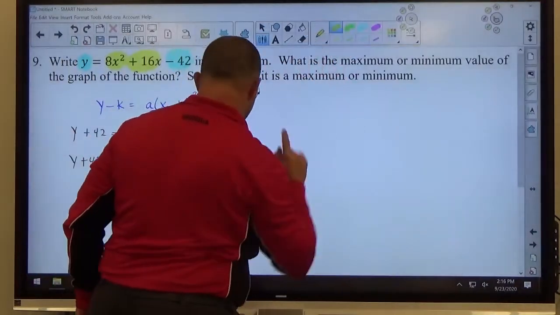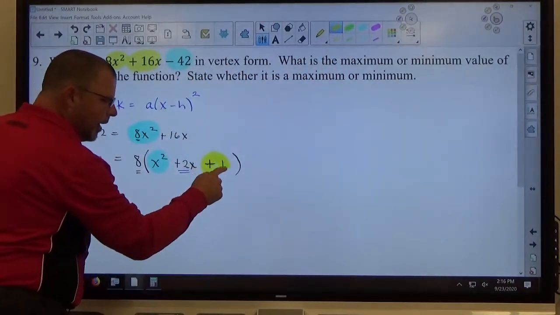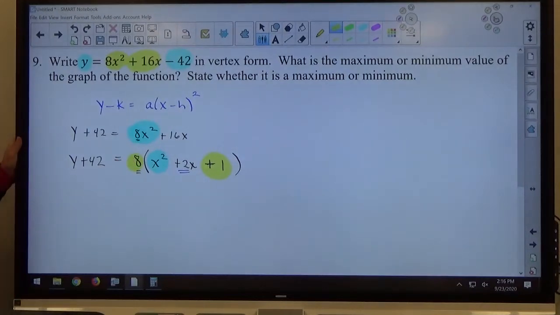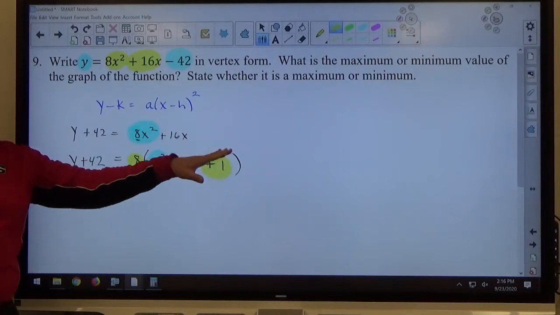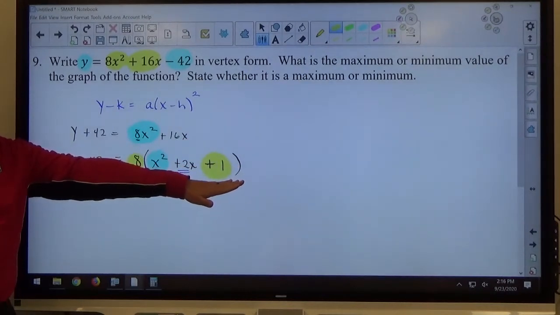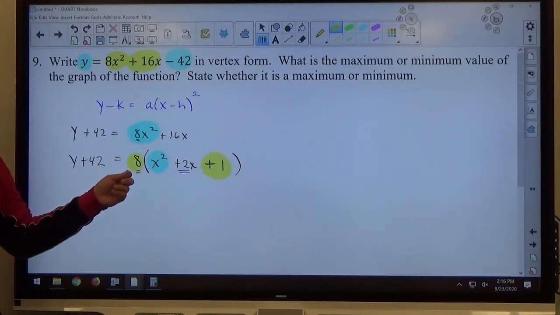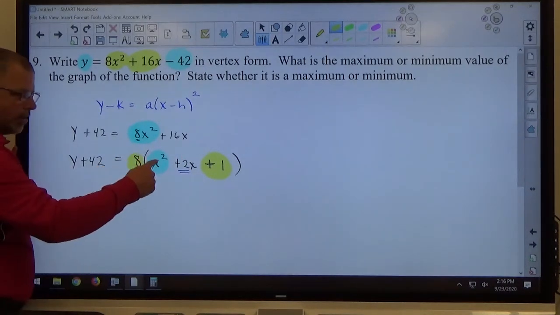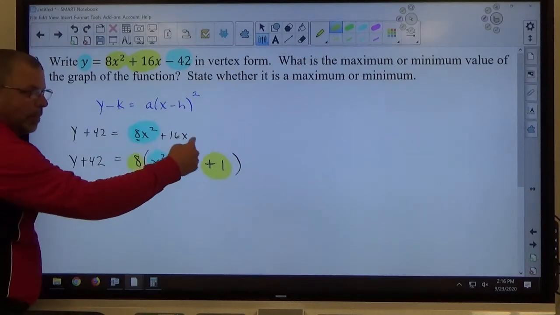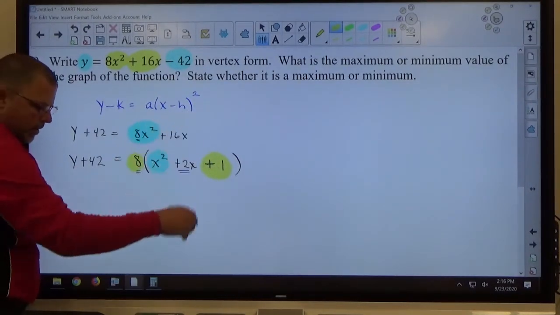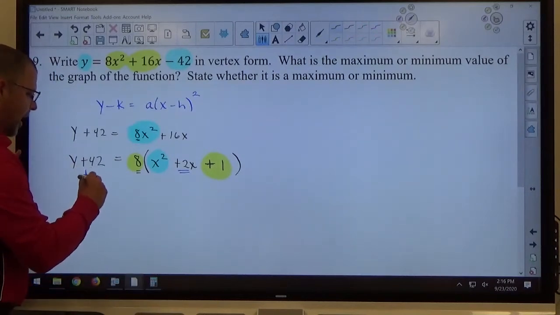Now, I added 1 inside of parentheses that's currently being multiplied by the number 8. So on the right-hand side of the equation, even though I did plus 1, I, in essence, added 8 to that side because 8's outside of here, right? So if I distribute, 8x squared plus 16x plus 8, by putting a plus 1 there, it made this side over here 8 bigger. So I have to make this side over here 8 bigger.